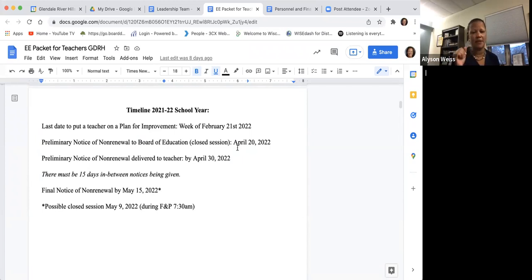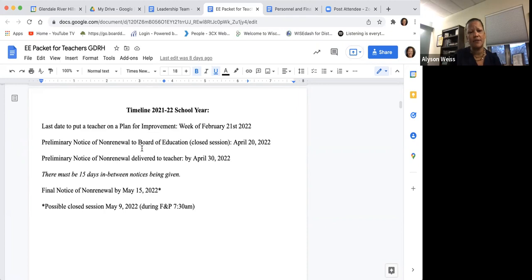So looking at our timelines, we all know that the final notice of non-renewal has to happen by May 15th. If we're working backwards, the last date that an administrator could recommend or put a teacher on an improvement plan would probably be the week of February 21st, somewhere in that range, just to give enough time to work the plan and to provide that support for the staff member.